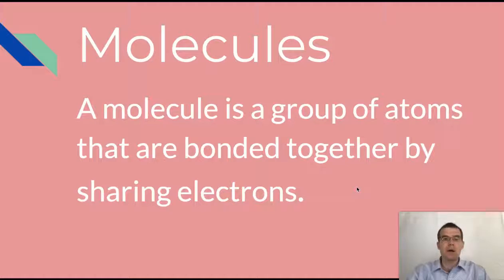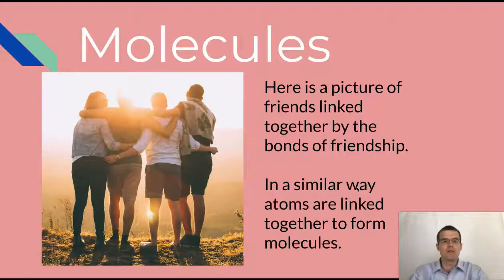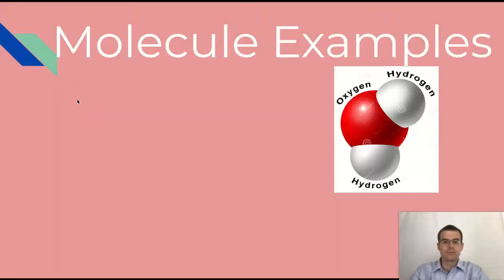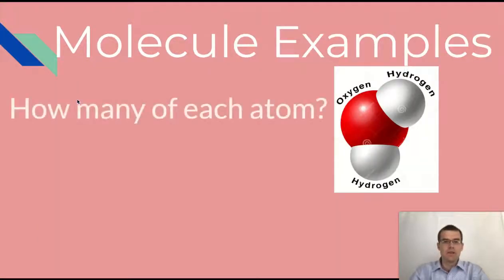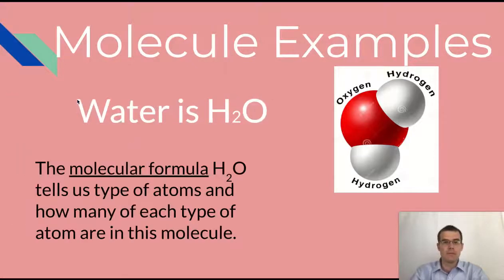So we're going to now talk about molecules. Molecules are a group of atoms that are bonded together by sharing electrons. So you can see a bunch of friends, their arms are linked together in the bonds of friendship. In a similar way, molecules are linked together. And so if you look at this, how many of each type of atom do you see? Count the number of oxygens and count the number of hydrogens. So hopefully you can see that there's 1 oxygen and that there are 2 hydrogens.